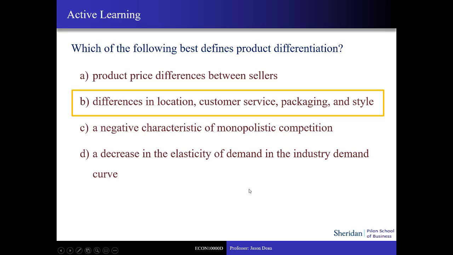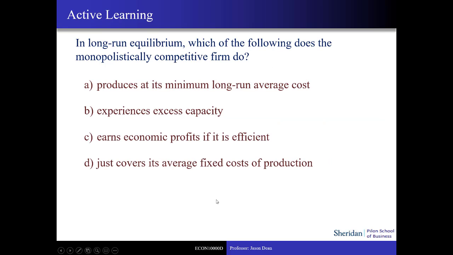Okay, the answer here is B. So even things like location and customer service qualify as product differentiation. Okay, the next question says, in long-run equilibrium, which of the following does the monopolistically competitive firm do? Okay, so hit pause.